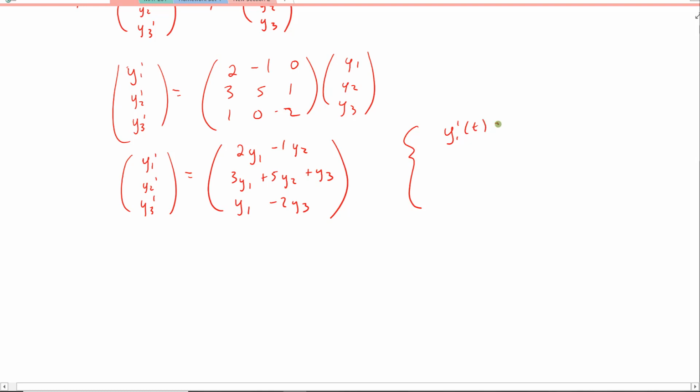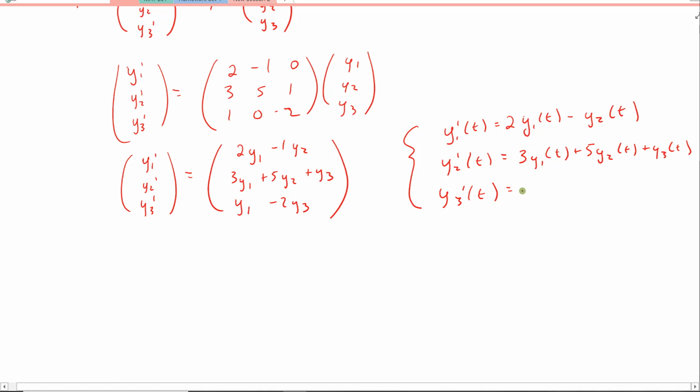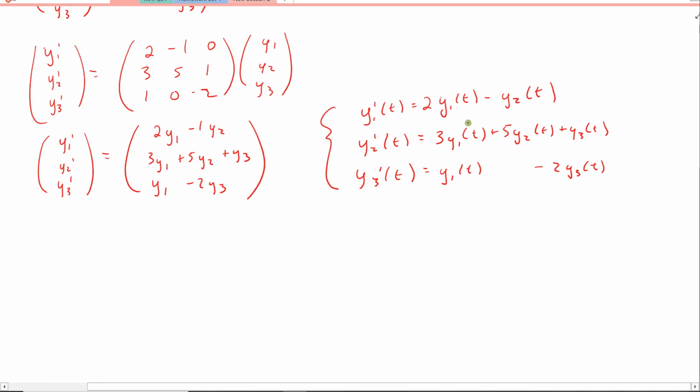y1 prime of t is equal to 2y1 of t minus y2 of t. y2 prime of t is equal to 3y1 of t plus 5y2 of t plus y3 of t. And y3 prime of t is equal to y1 of t minus 2y3 of t, and we can see that all of these equations have only terms involving the y's and their derivatives. So in this case, it is a third order linear system.